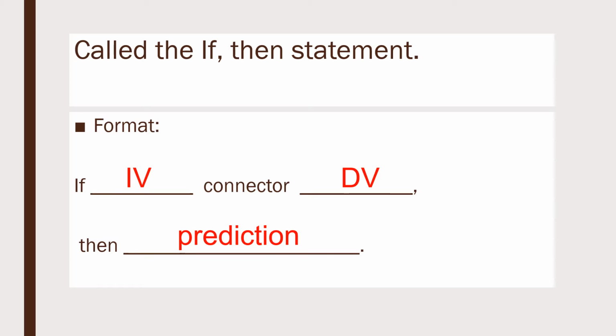So you have if, that's 1. You put in your IV, that's 2. You then add a connector, that's 3. You then state your DV, that's 4. Then you put in a comma right here, and that's 5. Next, you use the word then, and that's your 6th piece. You then make a prediction, that's 7. And then you end the whole thing with punctuation, a period, and that's 8.